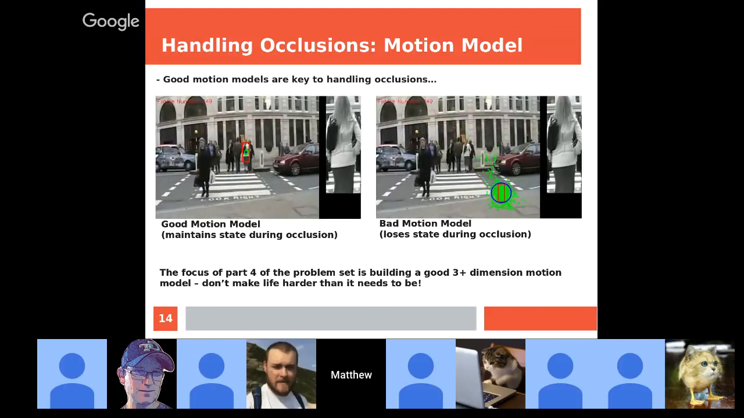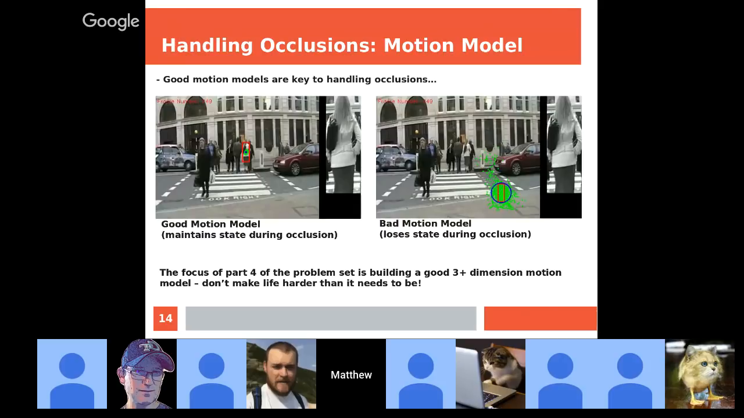So these videos are going to be posted. If you want to go back and run that again and again to look at it, you're welcome to. But the idea is, on the left, we have a motion model that is well-tuned enough that it's going to maintain its state during occlusion.